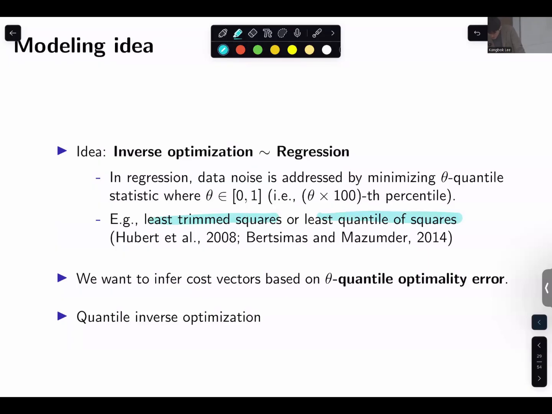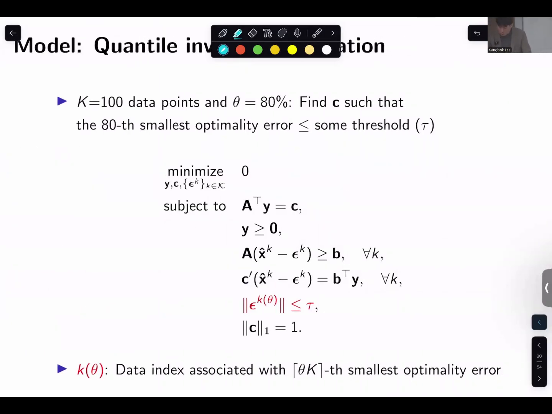So we can adopt that spirit here to really find a C vector that minimizes the data quantile optimality error instead of minimizing the sum of the optimality error for all data points, right? So it's quantile based. So as how it is named in regression, there's this name quantile inverse optimization. It's a variant of inverse optimization for stability purpose. Okay, so all you need to do is exactly the same format, right? The constraints are the same: dual feasibility, primal feasibility, and strong duality, the normalization.